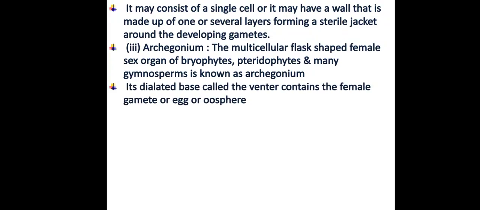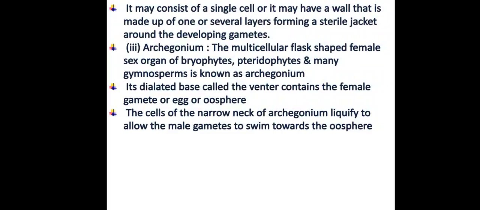Archegonium. The multicellular, flask-shaped female sex organ of bryophytes, pteridophytes, and many gymnosperms is known as archegonium. Its dilated base, called the venter, contains the female gamete, or egg, or oosphere. The cells of the narrow neck of the archegonium liquefy to allow the male gamete to swim towards the oosphere.